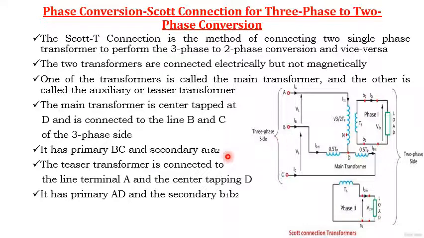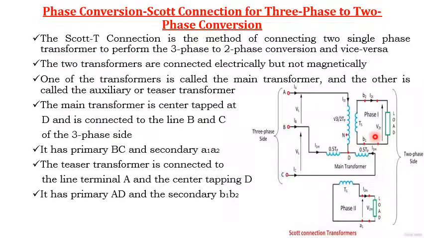So here the main transformer has the primary BC and the secondary A1 A2. And the teaser transformer is connected to the line terminal A. It is center tapped at the point D, and the teaser transformer has the primary AD and the secondary B1 B2.